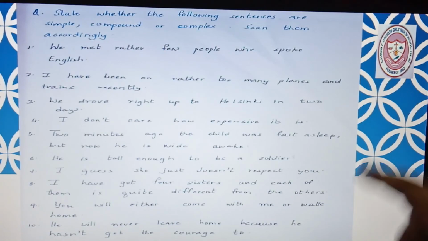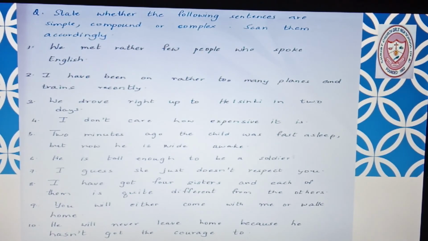I have given you a few questions. State whether the following sentences are simple, compound or complex. Scan them accordingly. 1. We met rather few people who spoke English. Sentence 2. I have been on rather too many planes and trains recently. Sentence 3. We drove right up to Helsinki in 2 days. Helsinki is the name of a place. 4. I don't care how expensive it is.